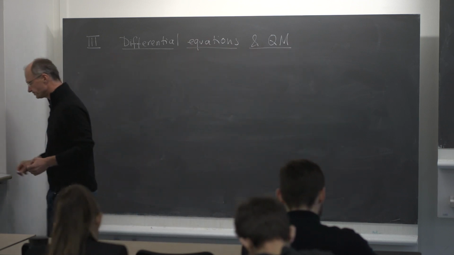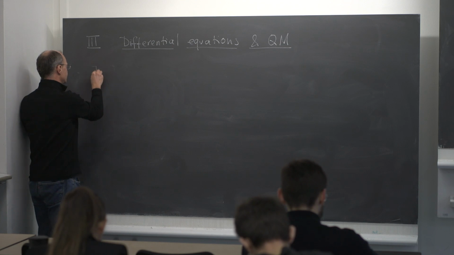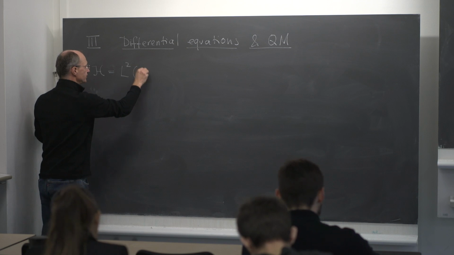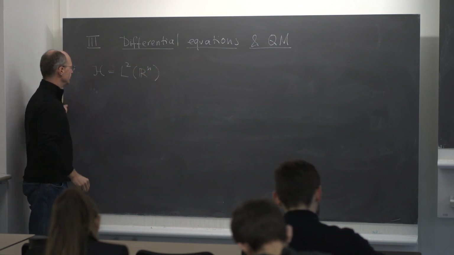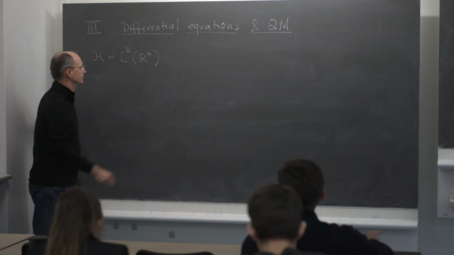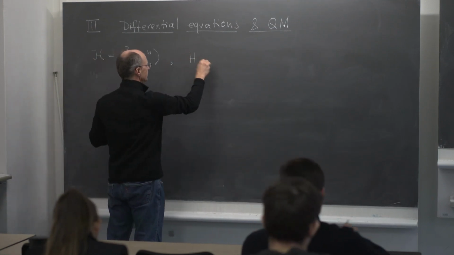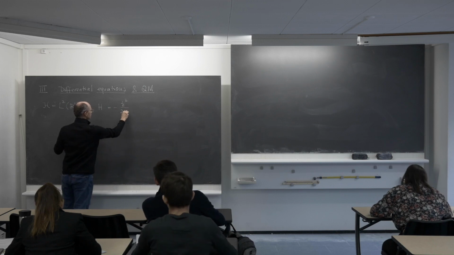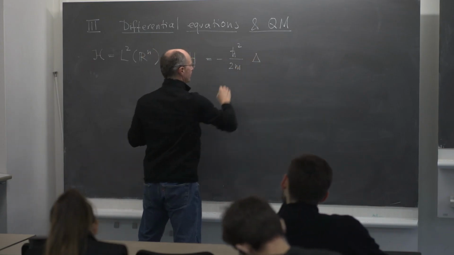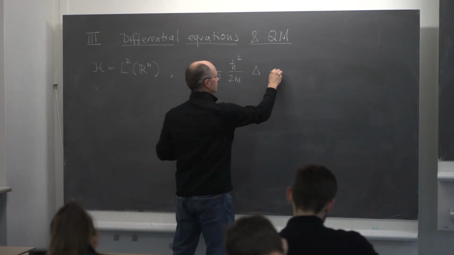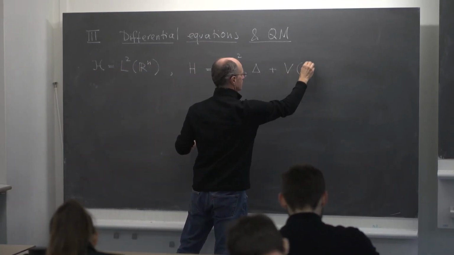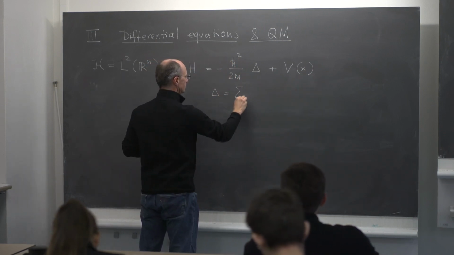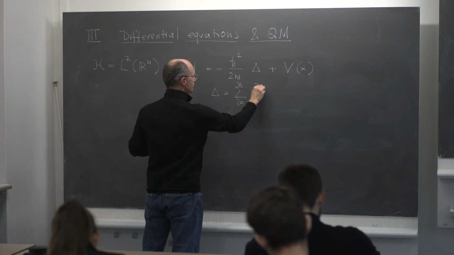So let me perhaps fix the setup. So now in most of the cases, our Hilbert space will be L2 of Rn, and we'll be looking at the physics-motivated operators. So here, delta is the Laplacian.